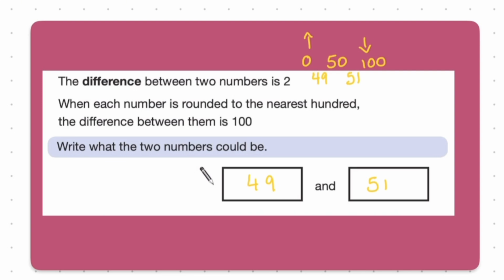We could also have 149 and 151. So again, only two difference. Round 149 down to 100, round 151 up to 200, a difference of 100. You could have 249, 251, 349, 351, and so on and so on. And they would all give you the mark.